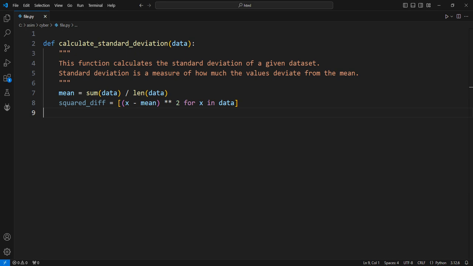x minus mean calculates the difference between each value x and the mean. x minus mean squared squares the difference to eliminate negative signs. The list comprehension iterates over every element in data, applies the operation, and stores the results in squared_diff.